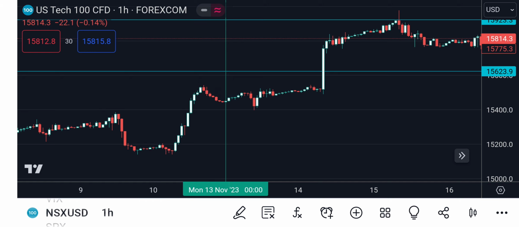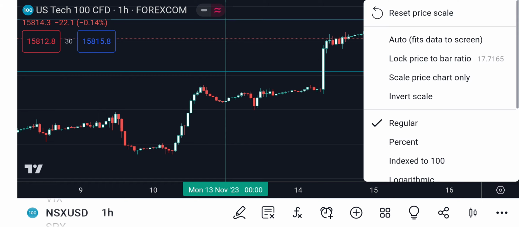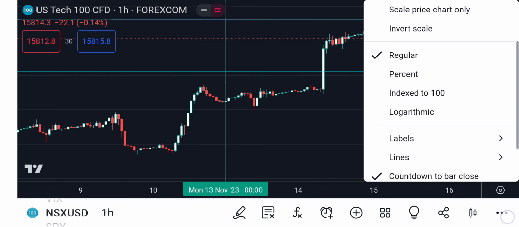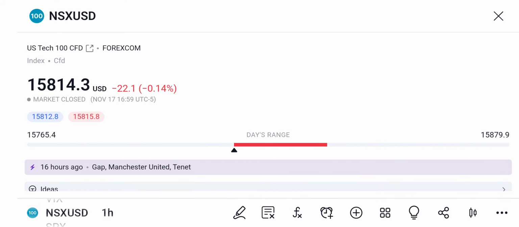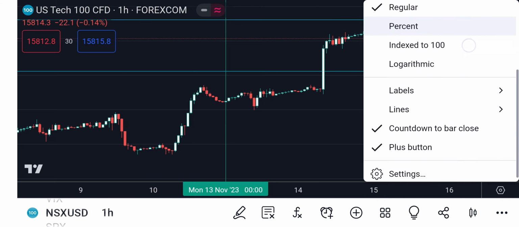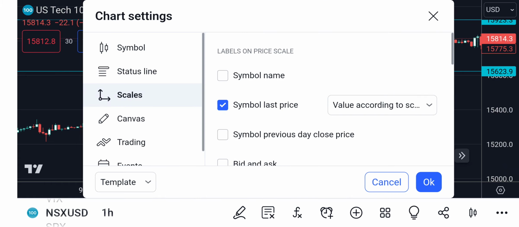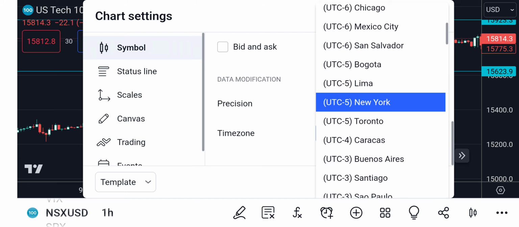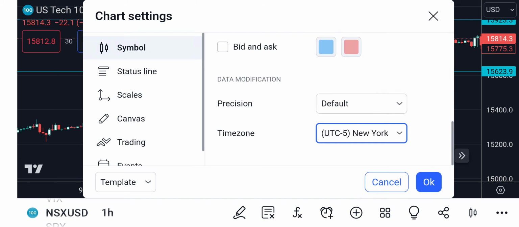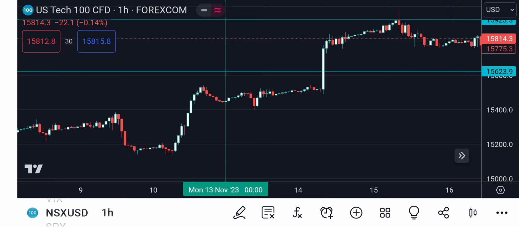And by the way, guys, this is New York time. This is 12 o'clock New York time, so my chart is set to the New York time zone. And how you do that is you click on this here. No, sorry, it's not this. I think you click on this. Let me see. Settings. Oh yes, and then you go to symbols, scroll down, and here on the time zone, you click on this and choose New York. Then your chart is going to be aligned with the New York time zone.